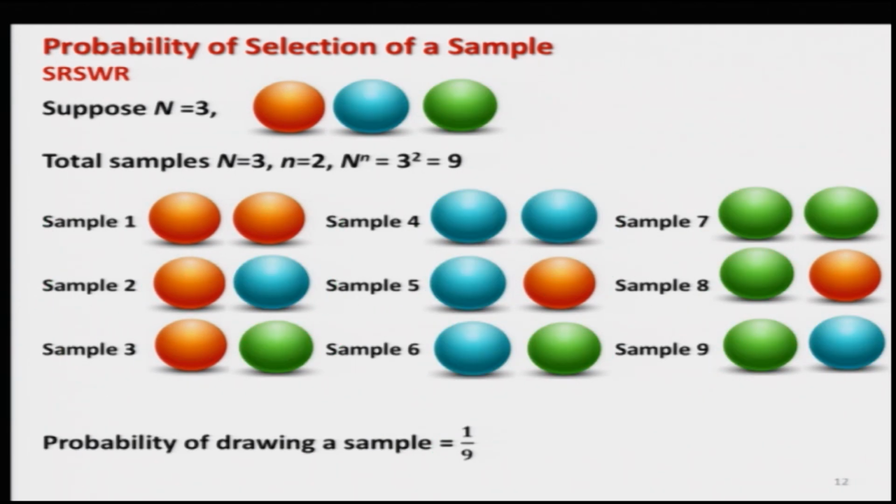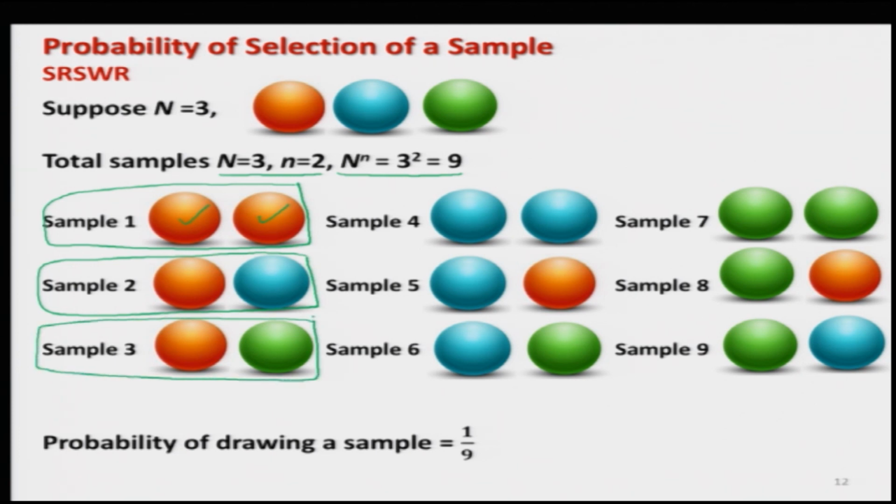Now similarly, if I try to take colored balls as in the earlier case, once again I can create 9 samples. Once again my population size here is 3 and I want to draw a sample of size 2. So the total number of samples in the case of SRSWR will be 3 squared, which is equal to 9. So I can create 9 possible samples: red ball, red ball, that will create my sample number 1. Red ball, blue ball, which will create my sample number 2. Red ball, green ball, which will create my sample number 3.